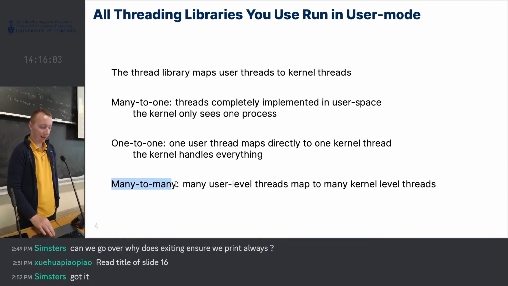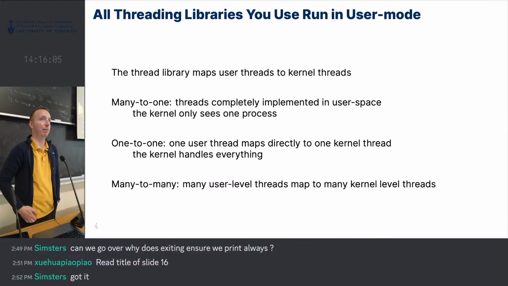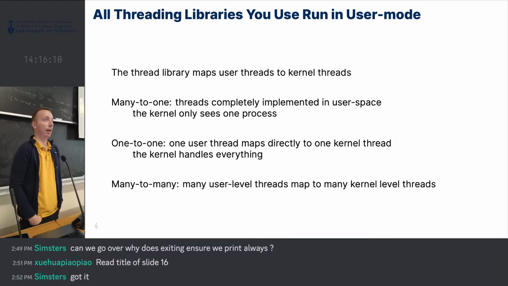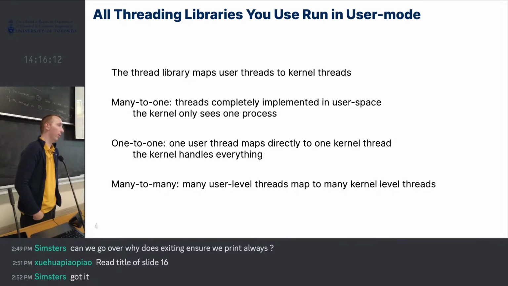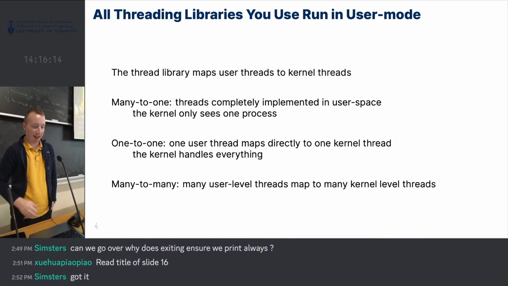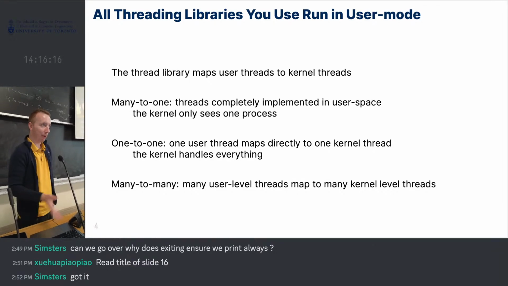There is another option, and that is many-to-many. So I can map a bunch of user threads in the library to one or more kernel threads. Generally, there are more user-level threads than kernel threads, and you cap this at the number of kernel threads that matches your hardware, because anything on top of that can't really run in parallel. So that is another option.